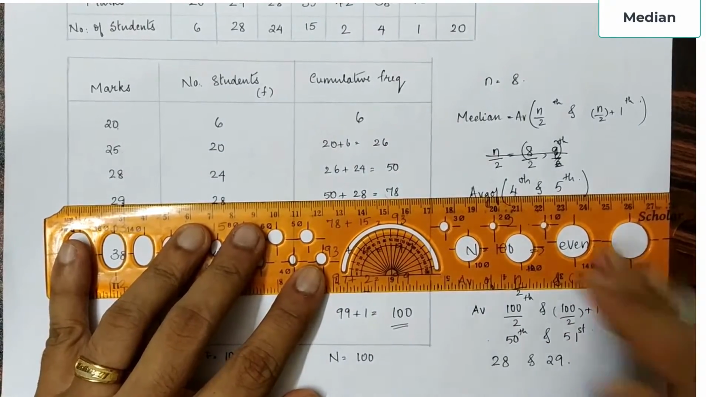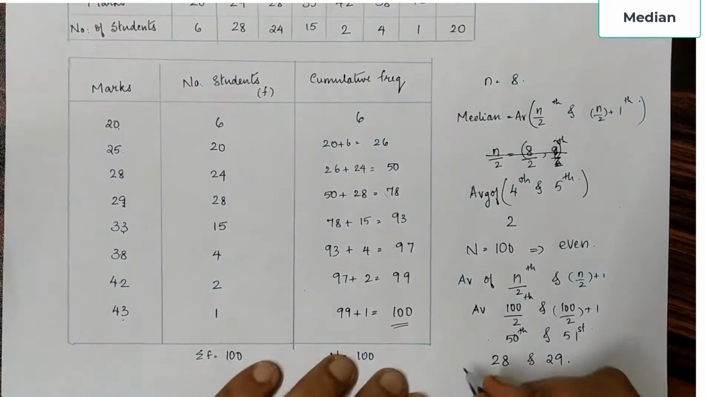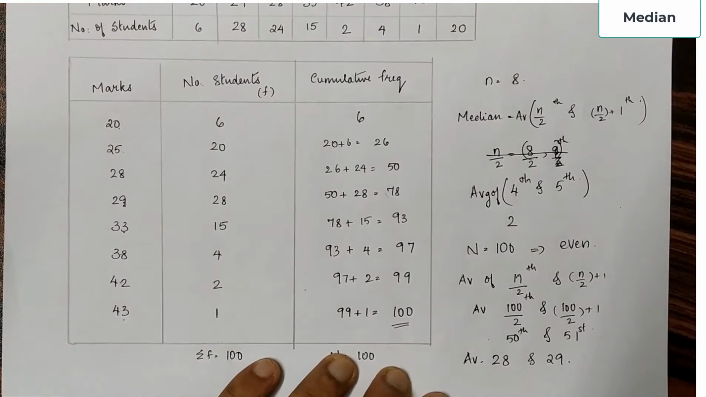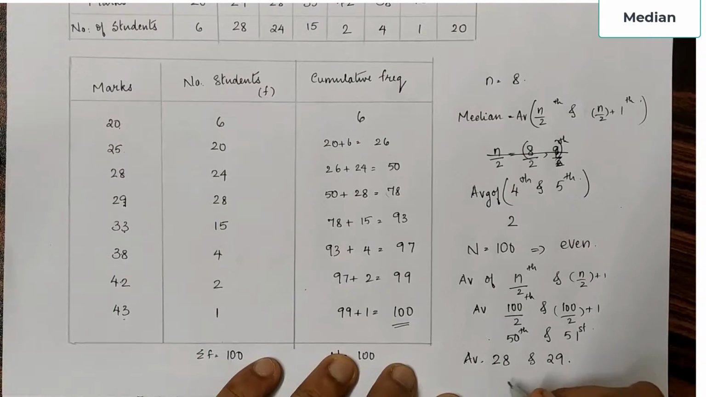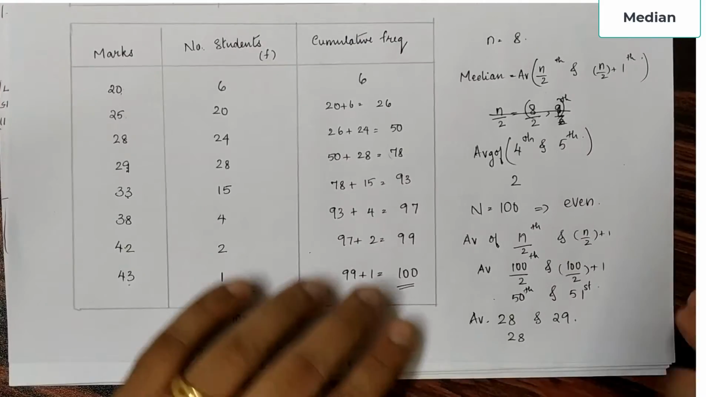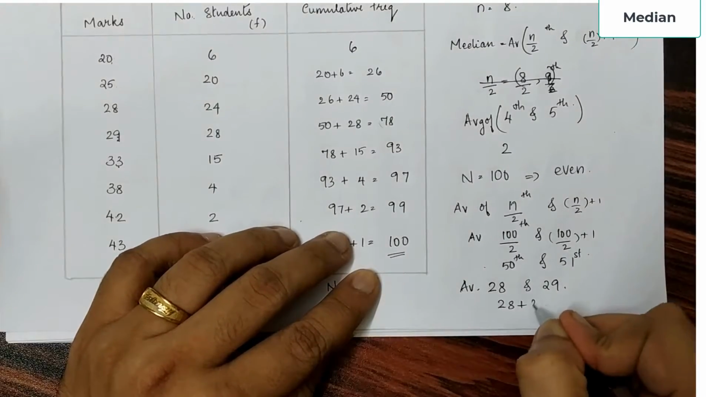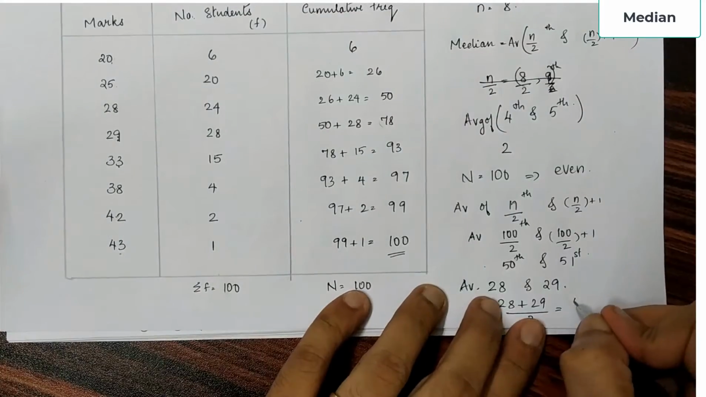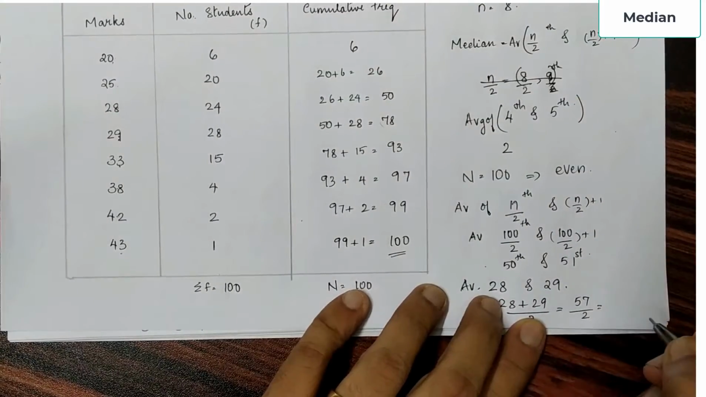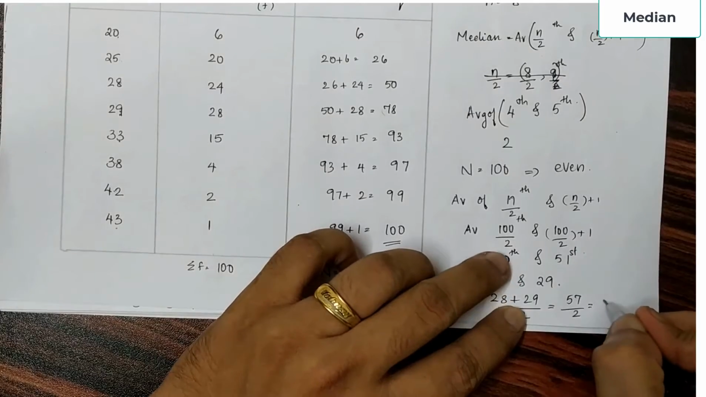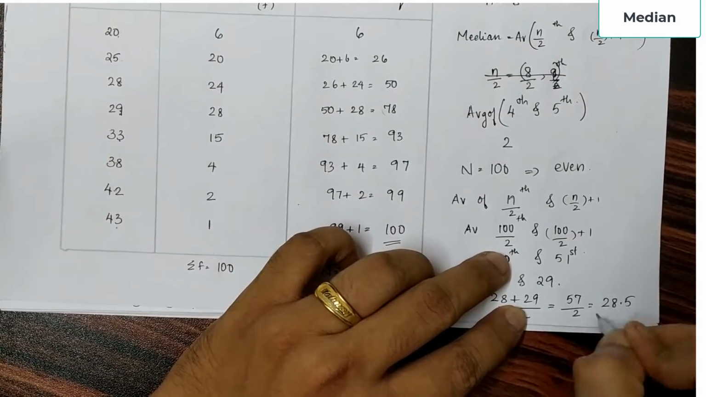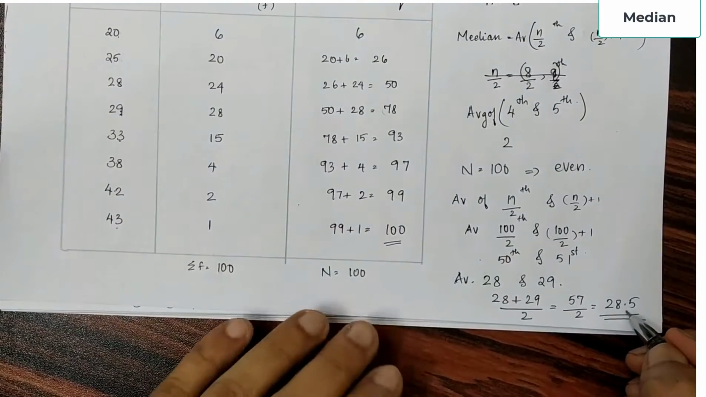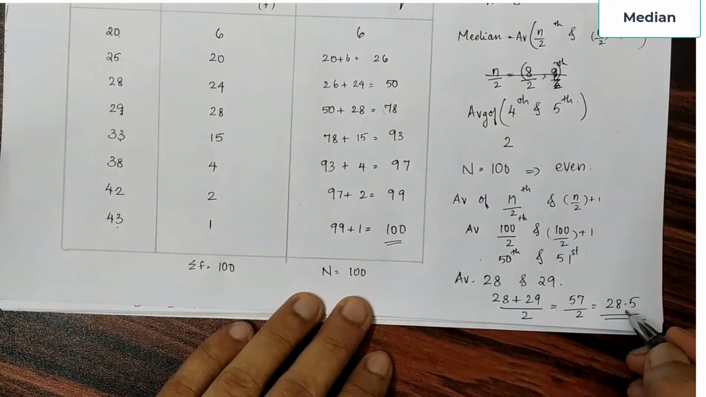28 and 29. So what is the average of 28 and 29? It is 28 plus 29 divided by 2, that is 57 divided by 2, which is equal to 28.5. So the median is 28.5.